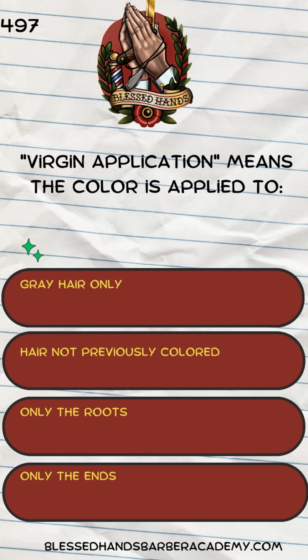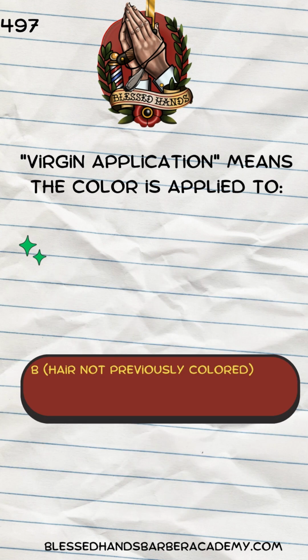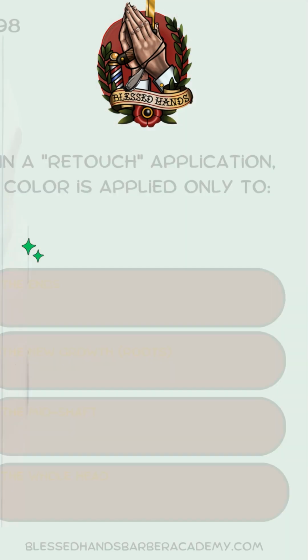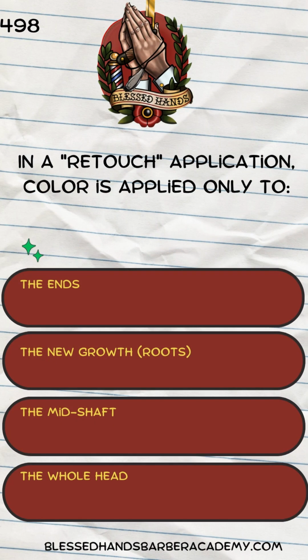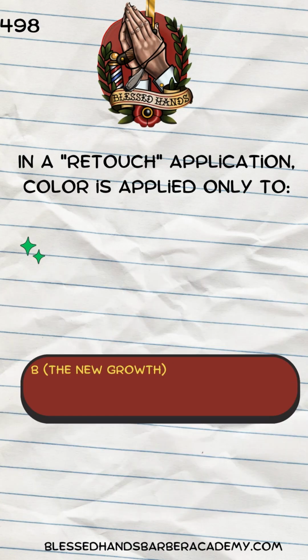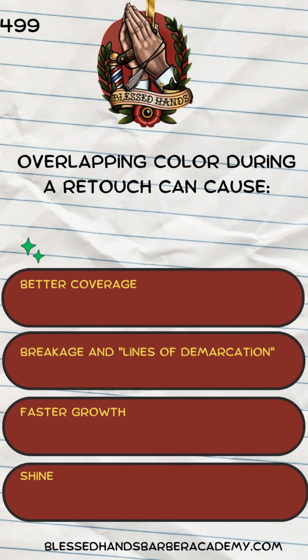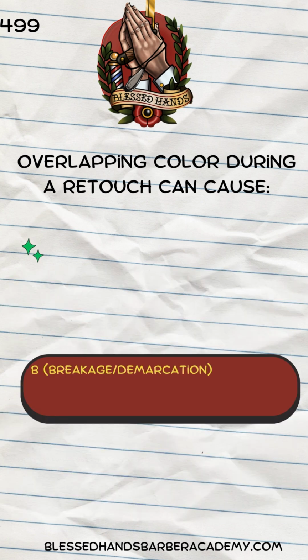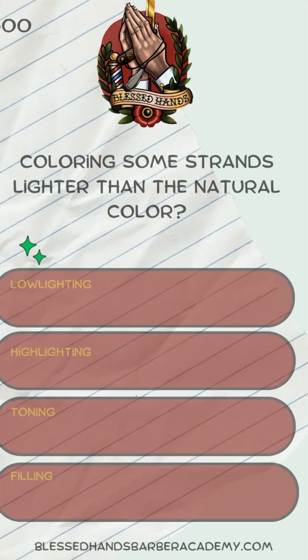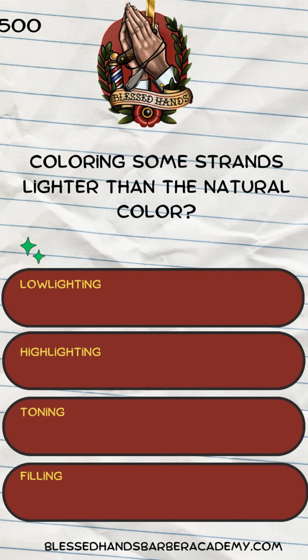the roots, only the ends. B. Hair not previously colored. In a retouch application, color is applied only to the ends, the new growth roots, the midshaft, the whole head. B. The new growth. Overlapping color during a retouch can cause better coverage, breakage and lines of demarcation, faster growth, shine. B. Breakage or demarcation. Coloring some strands lighter than the natural color.